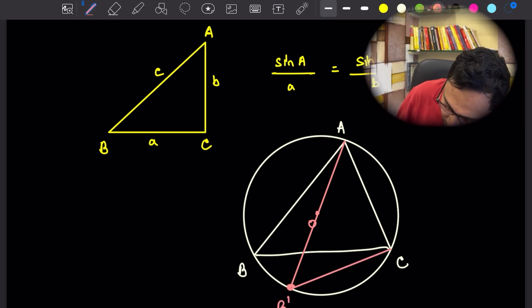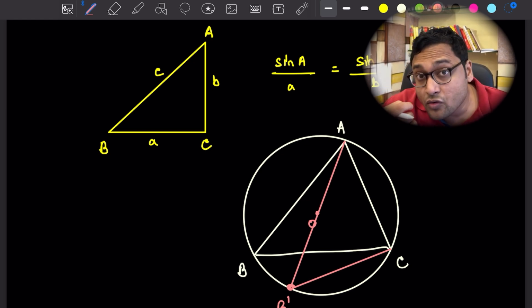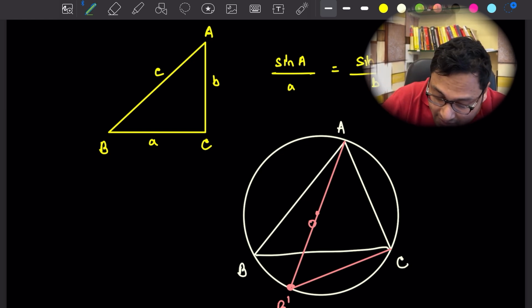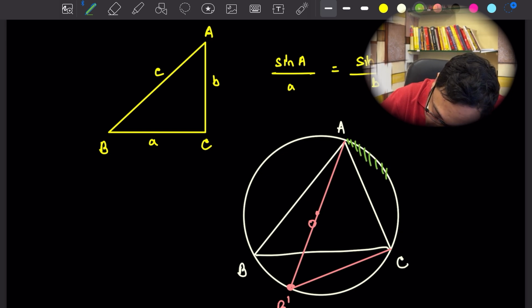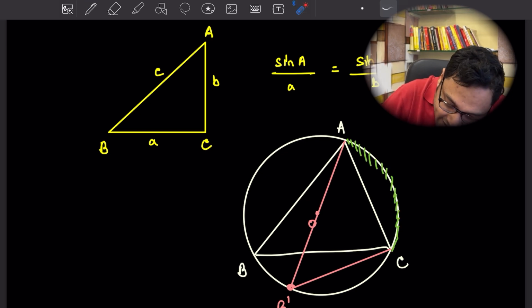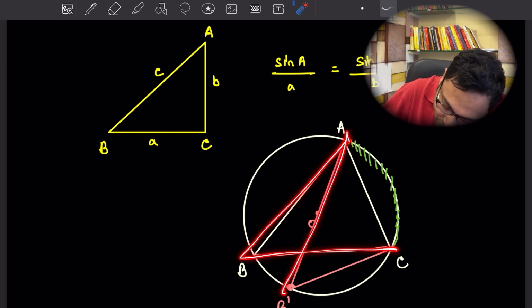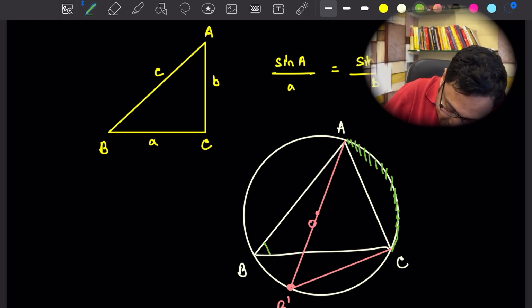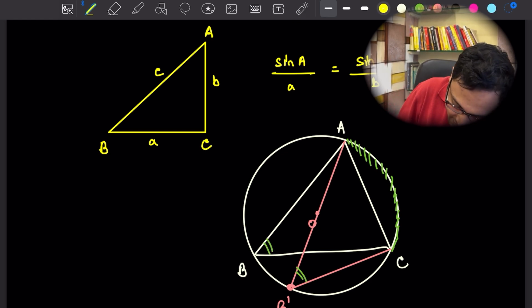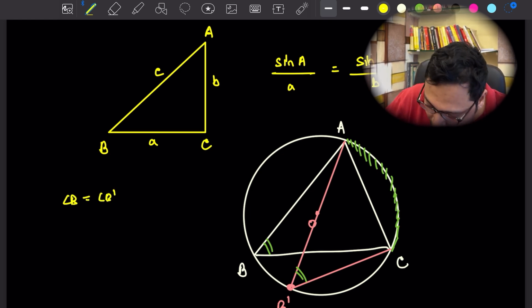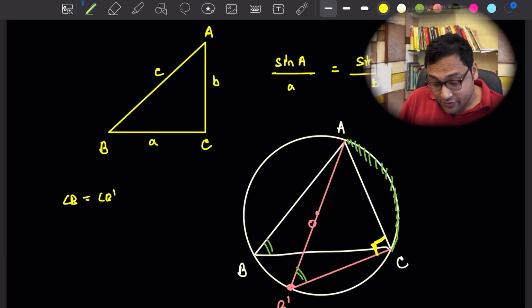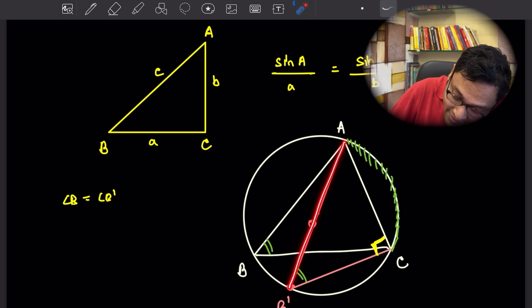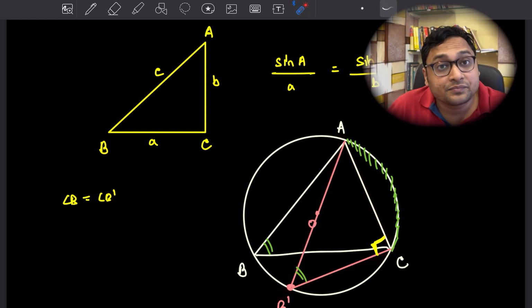We join B prime C. Now, one thing we know from triangle and circle geometry is that this arc AC is creating angles ABC and AB prime C. So angles created by the same arc are equal. So angle B is equal to angle B prime. Also, we know that this angle is 90 degrees. Why? Because this is the diameter. Therefore, this is the angle in the semicircle.